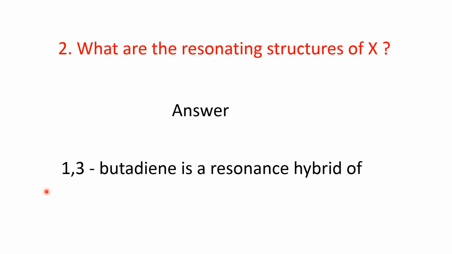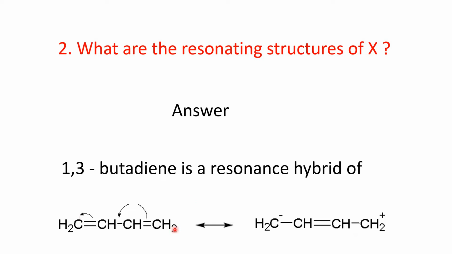1,3-butadiene is the resonance hybrid of two structures. See here, this is 1,3-butadiene. These two double bonds are separated by a single bond. That means conjugation is present. So resonance will occur. So this double bond shifts here and this pi bond will shift to this carbon atom and then we will get the ionic resonance structure. So 1,3-butadiene is the resonance hybrid of these two structures. This is the non-polar structure. This is the polar structure.